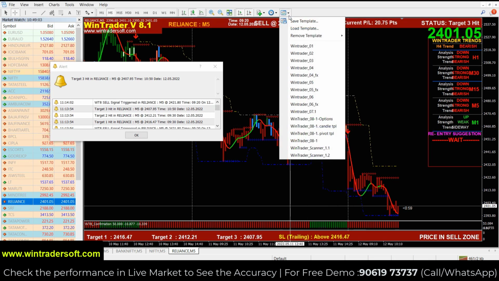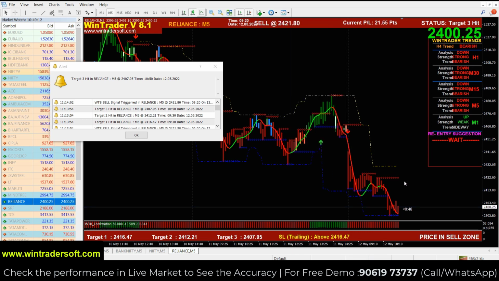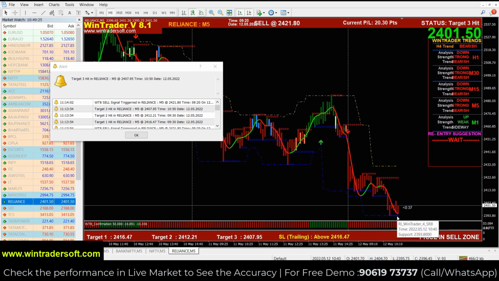We have been marketing this software for 13 years and we keep updating the version. Currently the running version is 8.1 and we have a scanner 1.2. In this version you can see there are red stars, and below there are blue stars. That is the resistance and support level. You can check that blue line. Currently in Reliance the support is 2393.80. If it breaks that support level, then Reliance will go down again.